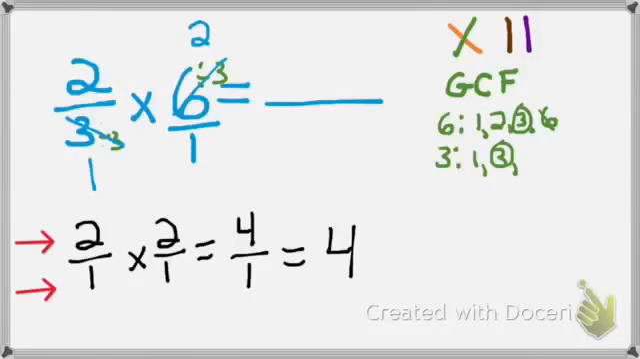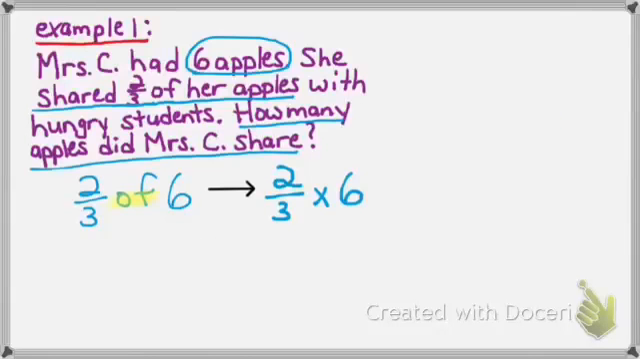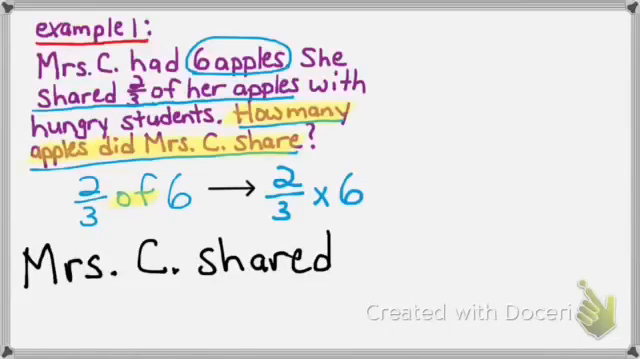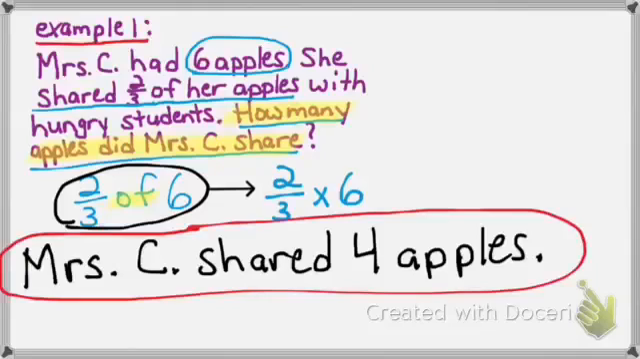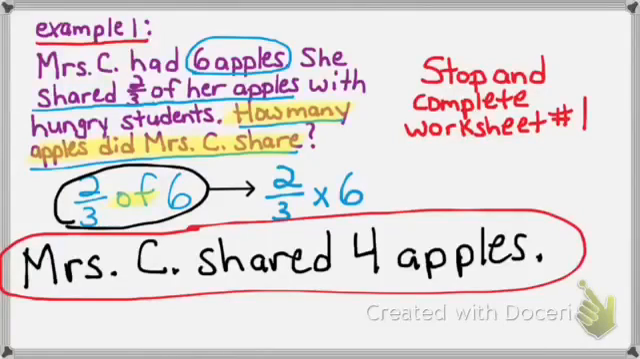This was a word problem, so let's go back and put that into my final question answer with a unit. The question asks, how many apples did Mrs. C share? So Mrs. C shared 4, and apples is my unit. It's right there in my question, how many apples? So Mrs. C shared 4 apples. And that's my final answer. 2/3 of 6 equals 4. Please stop the video and complete worksheet number 1 right now.